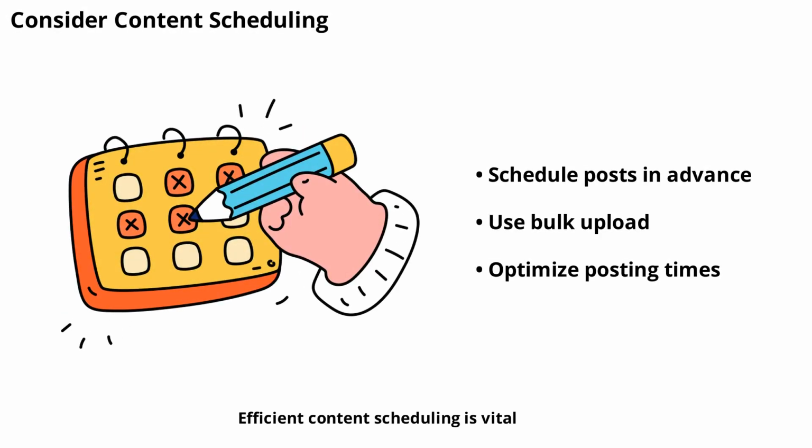Efficient content scheduling is vital for maintaining a consistent online presence. Check if the software offers advanced scheduling options, such as bulk uploads, recurring posts, and optimal timing suggestions. These features can save your team time and ensure your content reaches your audience when they're most active.